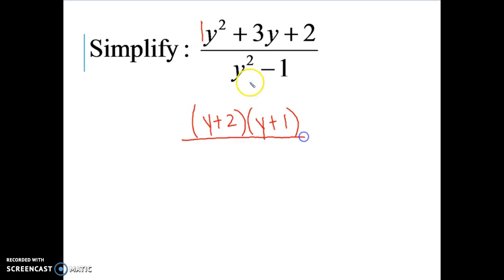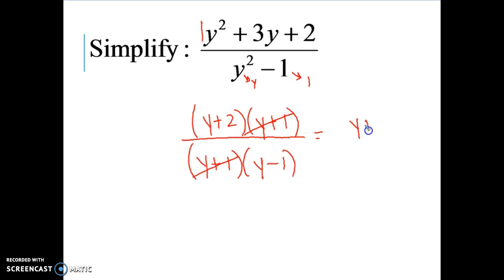Then on the bottom, I've got y squared minus 1. I've got two terms and subtraction, and y squared is a perfect square, 1 is a perfect square, so I'm going to do difference of squares. The square root of y squared is y, the square root of 1 is 1, and my pattern is y plus 1, y minus 1. The one thing I do have in common is y plus 1, so I can cancel both of those out, and I'm left with y plus 2 over y minus 1. Again, I can't cancel my y's because this isn't just y, it's y plus 2, and that's not the same as y minus 1.